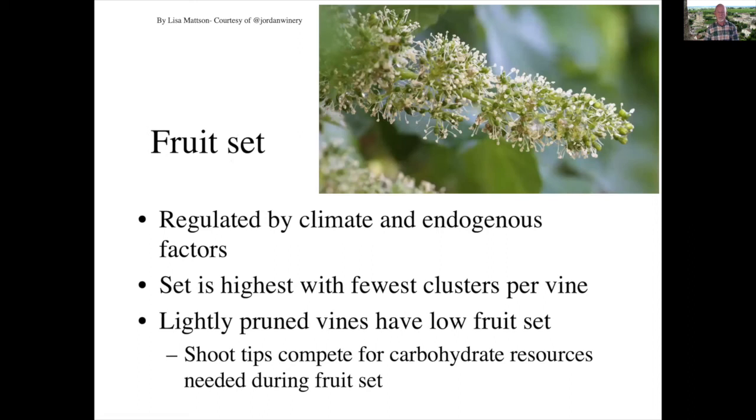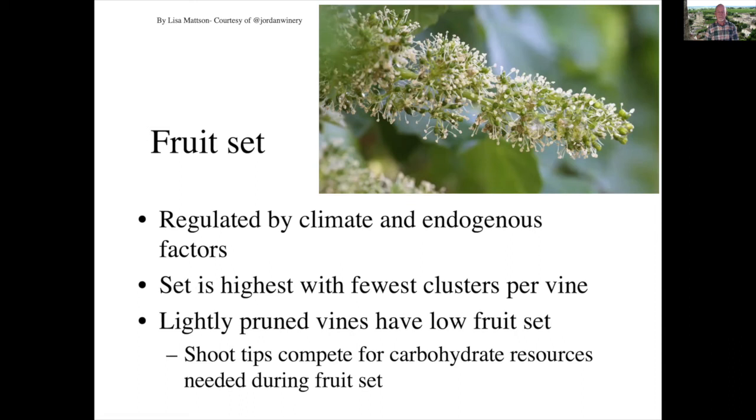Fruit set. So this is during the growing season. Fruit set is regulated by your climate and endogenous factors. So cold temperatures, hot temperatures influence fruit set. Cold temperatures inhibit it. Rain can inhibit it. Rain can displace the pollen on the flowers, and therefore there will be poor fertilization. Endogenous factors are referring largely to hormones. Gibberellic acid is the most important, and you need the right amount of endogenous factors, not too much, not too little, to get maximum fruit set.